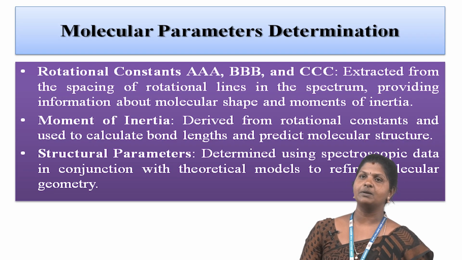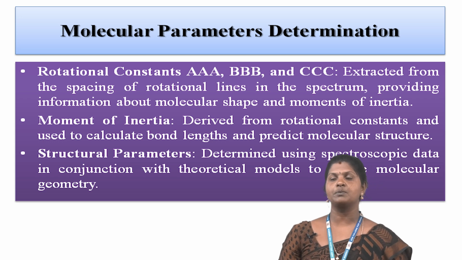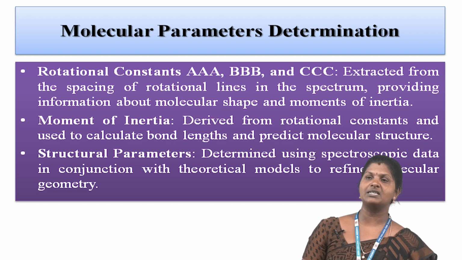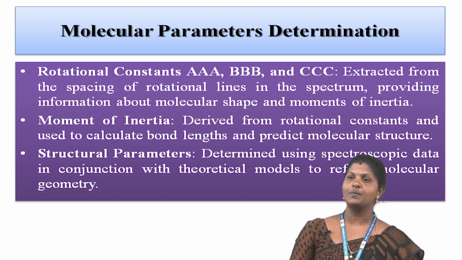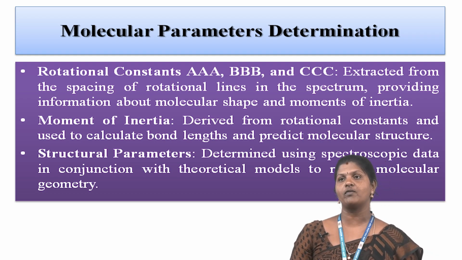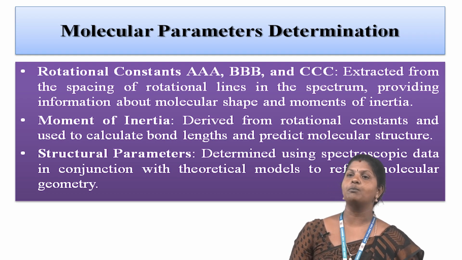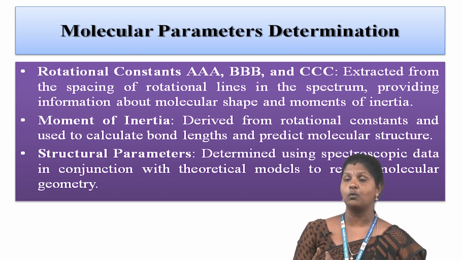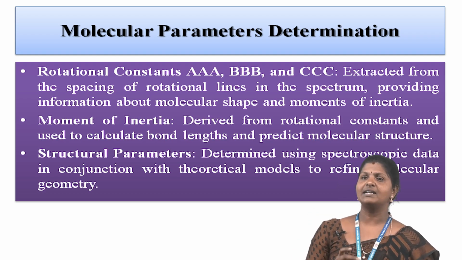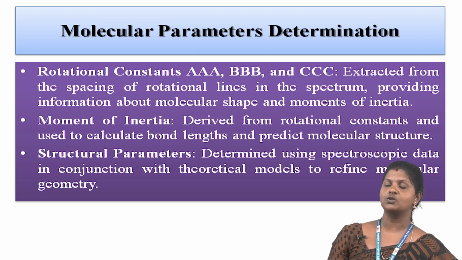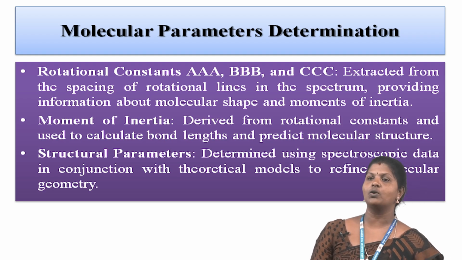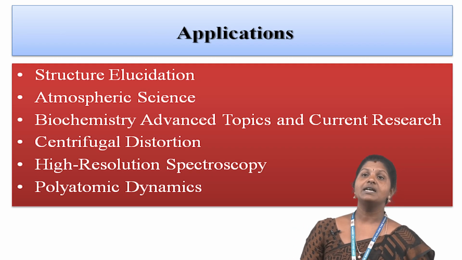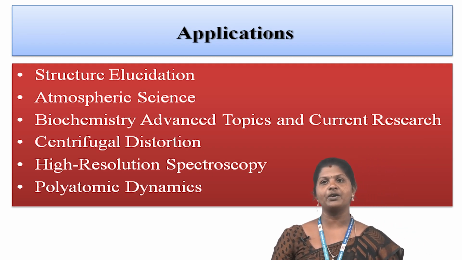Molecular parameter determination: the rotational constants A, B, and C, the moment of inertia, and structural parameters. The rotational constants A, B, and C are obtained from the spacing of rotational lines in the spectrum, providing information about molecular shape and moment of inertia. The moment of inertia, derived from the rotational constants, is used to calculate bond length and predict molecular structure. Structural parameters are determined using the spectroscopic data in conjunction with theoretical models to refine molecular geometry.